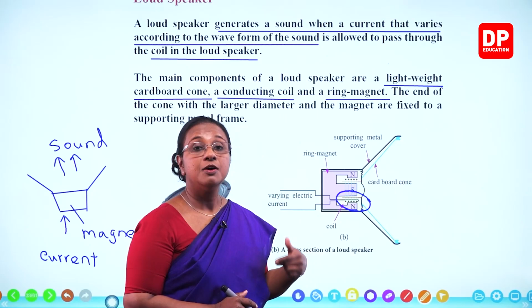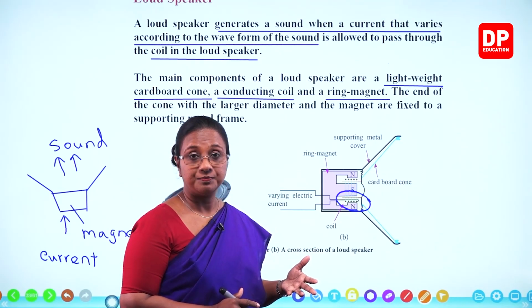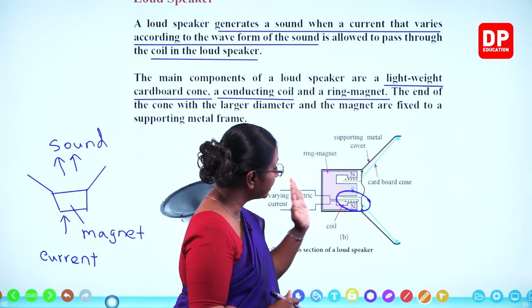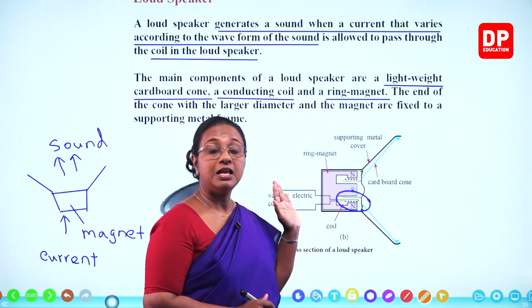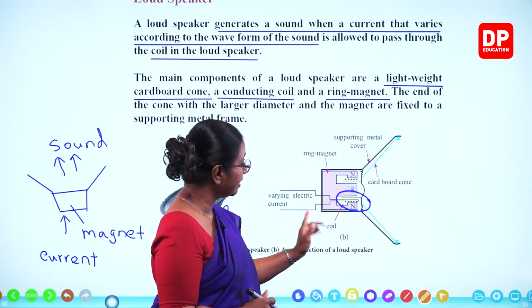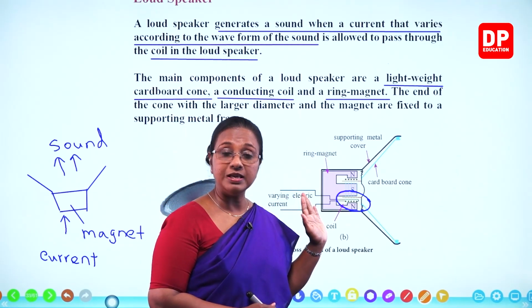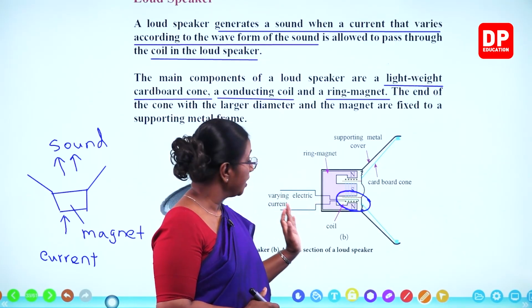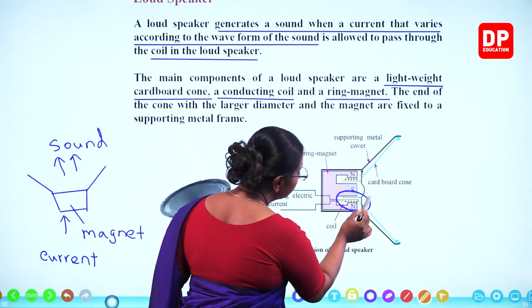There will be a force generated. So due to that force, this particular coil will start vibrating. It will move back and forth because it is a varying electric current. The coil will start moving back and forth according to the varying current. So there, can you all notice this?